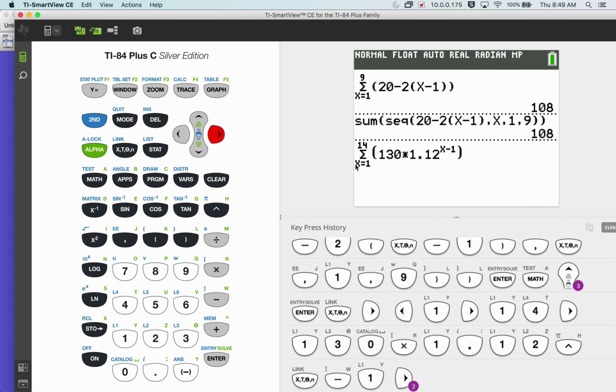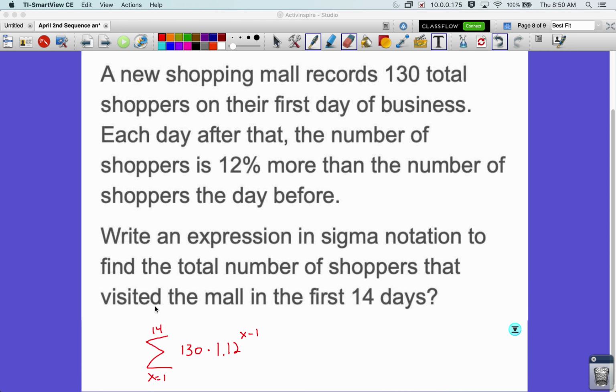All right, and see, it's just so much more powerful than asking how many visitors visited on the 14th day. This gives you all of the people, the total number of people that visited in those 14 days, 4,211. And we'll round to the nearest person. 4,211.